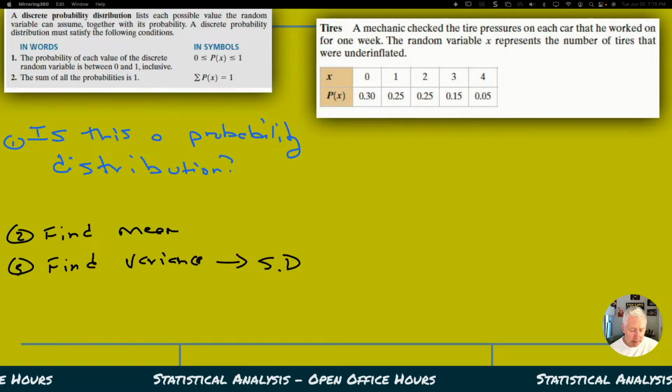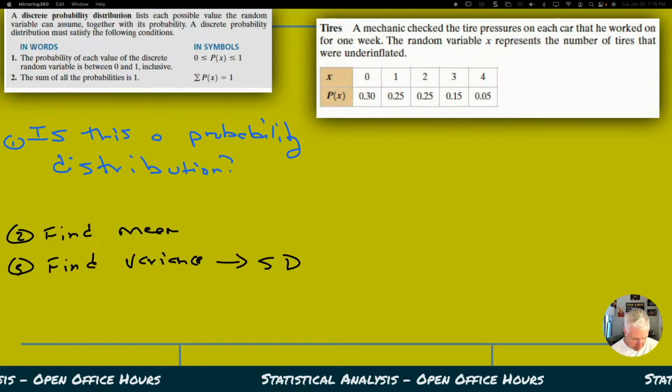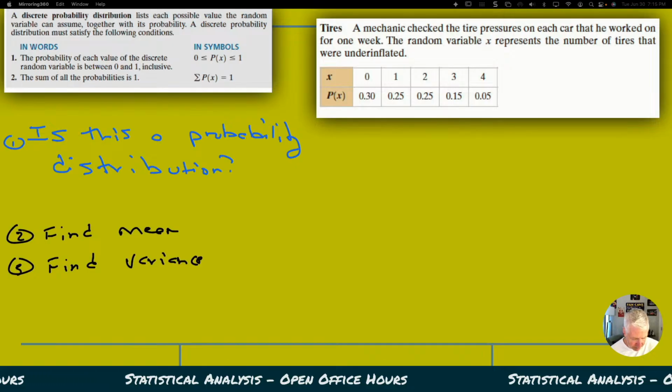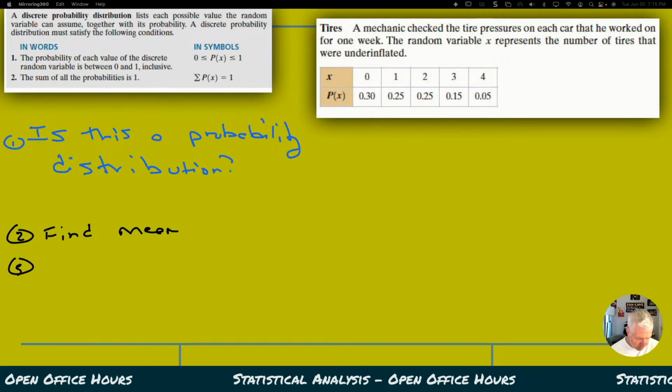So now, let me find the mean of this. So I'm going to take all of this. Oh my goodness. Gotta be a way to just erase it. Will this do it? No.